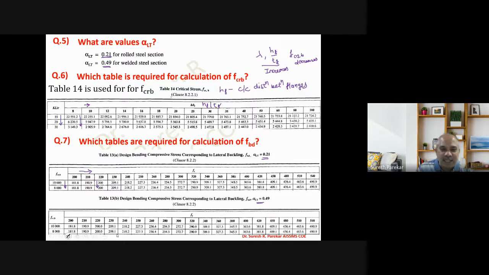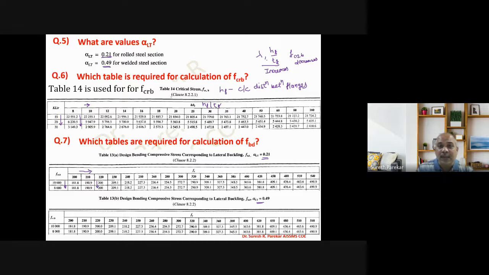Now, if you see here, there is a very small reduction for this FCRB. As you go below, again you will get a very small decrease in the FBD value, that is hardly 1 to 5%. So that is not much decrease in the value. But you can keep in mind, if your value of FCRB increases, your FBD decreases.